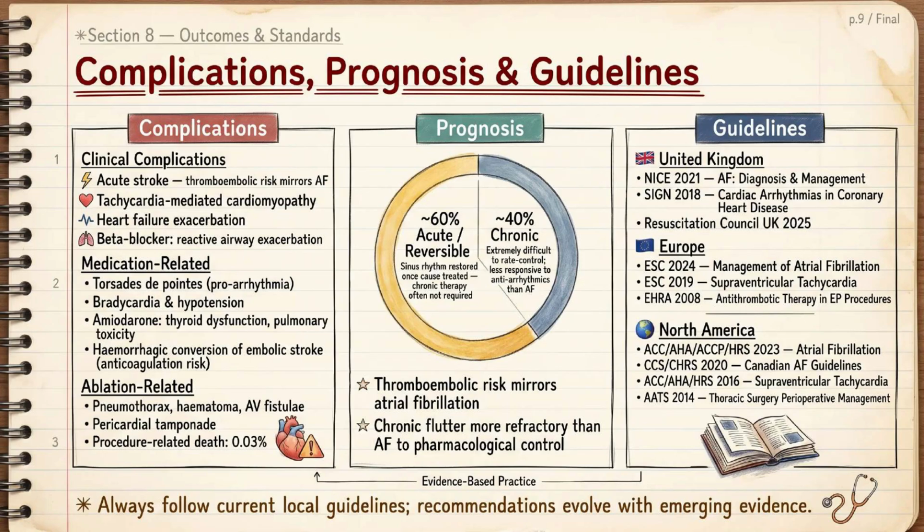The good news? About 60% of cases are triggered by an acute, reversible cause, like pneumonia or a holiday heart alcohol binge. If you fix the underlying cause, the flutter often vanishes. But for those with structural heart disease, the path usually leads to the electrophysiology lab for ablation.